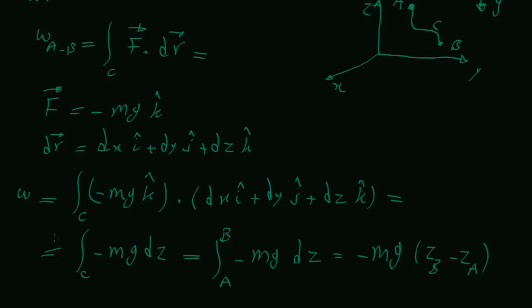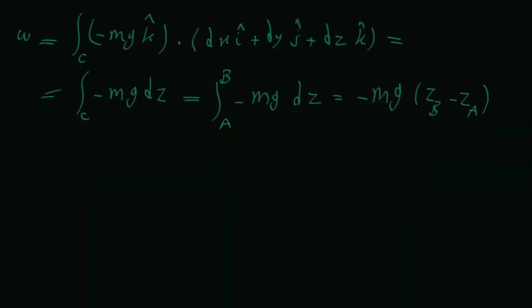Okay, so that's the work done by the force of gravity on this particle: minus mg times zB minus zA. That's basically how we calculate that dot product and then calculate the integral to get the work.